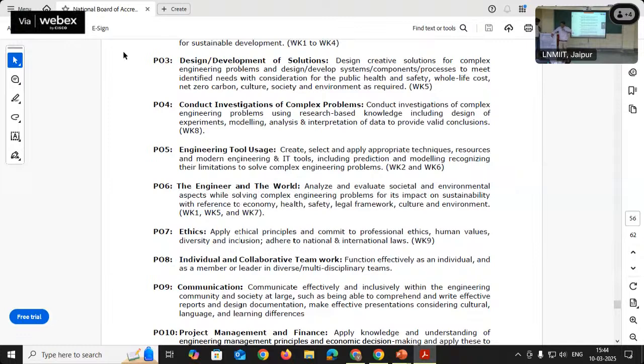So suppose you are applying next year, maybe in October. The 2024-25 data has to be from the new POs. This is the expectation.